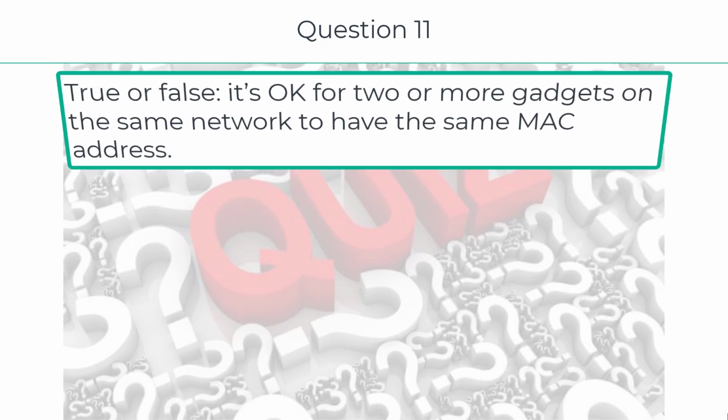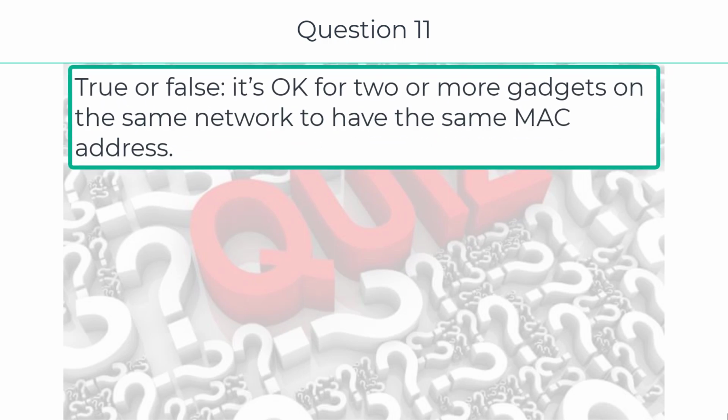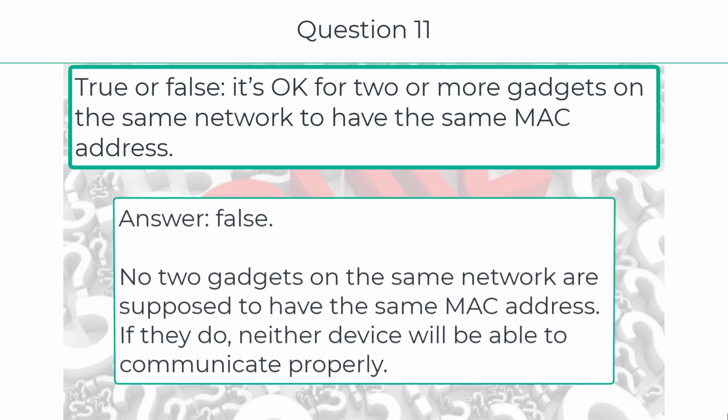Question 11. True or false? It's okay for two or more gadgets on the same network to have the same MAC address. The answer is false. No two gadgets on the same network are supposed to have the same MAC address. If they do, neither device will be able to communicate properly.